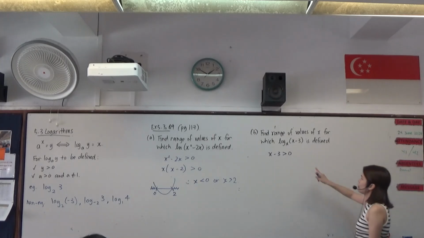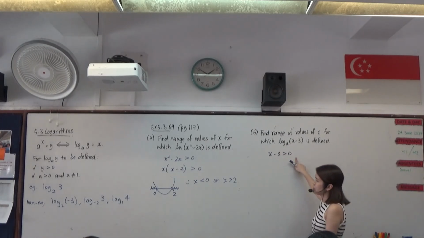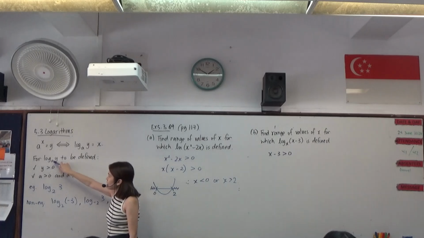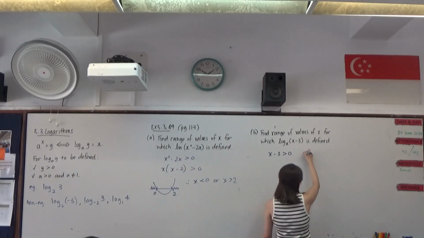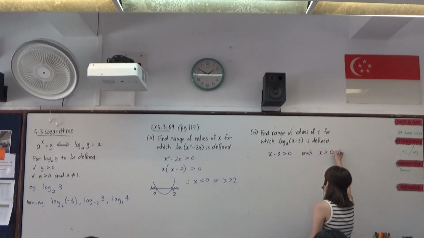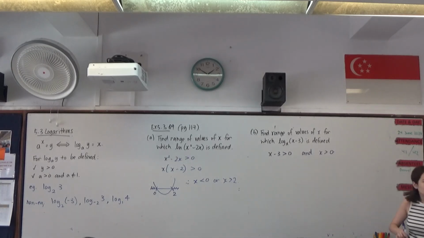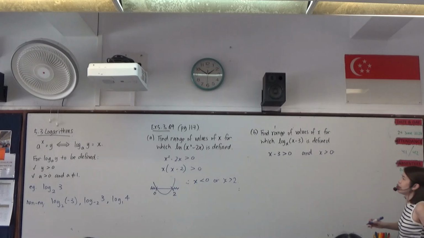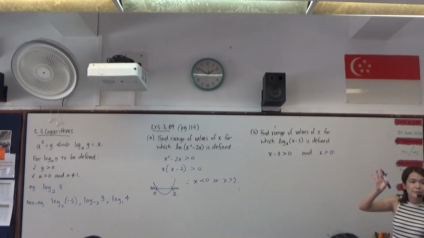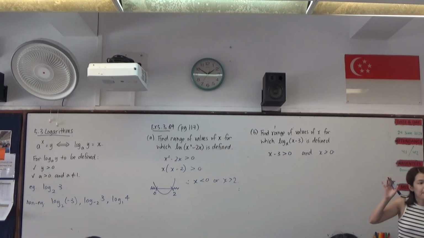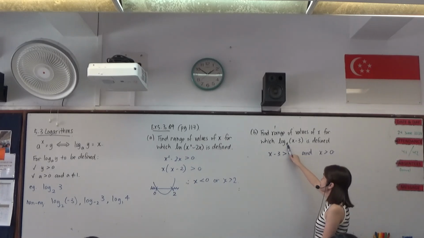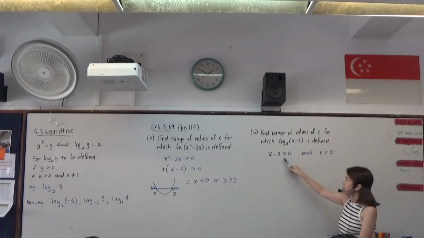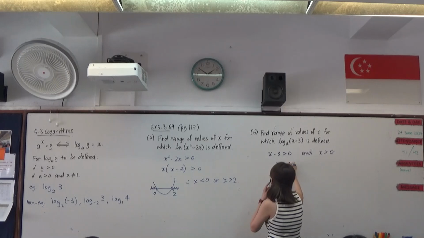x also has to be more than 0. So our x minus 3 here needs to be positive based on our definition, and then the base also has to be positive. So there are two things that come out of it. x must not be equal to 1, but let's just take x more than 0 first. Yes, x minus 3 is the y. This is the base. So in this inequality here, we see that x is more than 3.